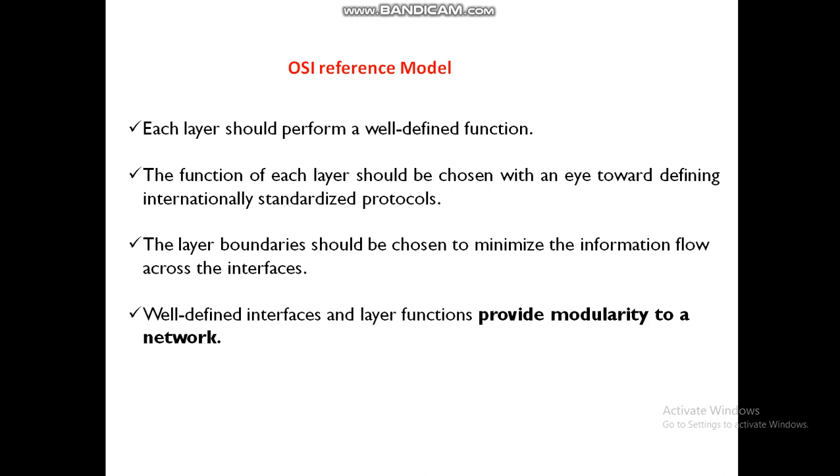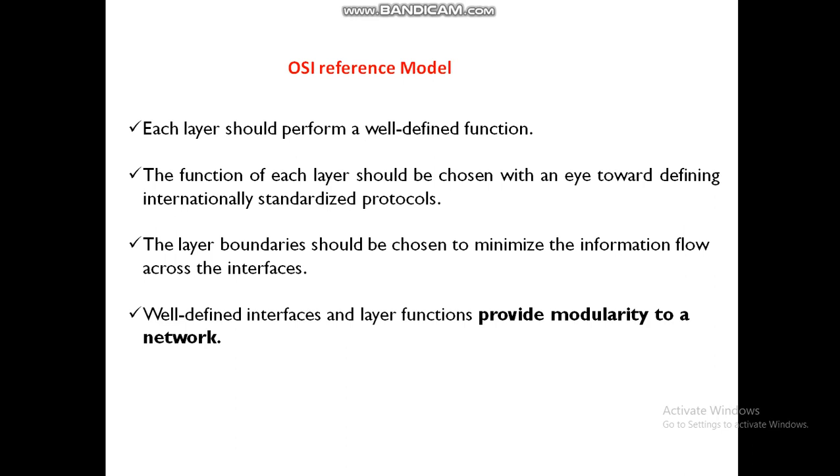In the OSI reference model, each layer should perform a well-defined function, and the function of each layer should be defined with an eye towards standardization of the protocols. The layer boundary should be chosen to minimize the information flow across the interfaces. That means the relation or dependency between the layers should be minimized. We cannot eliminate the relation between the layers, but we can reduce the interaction between the layers.